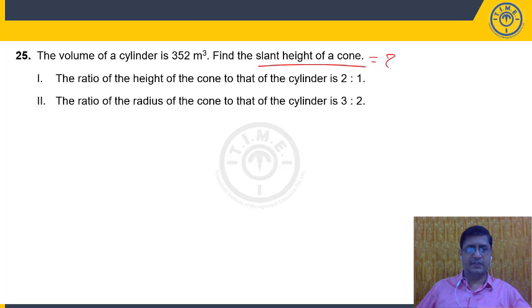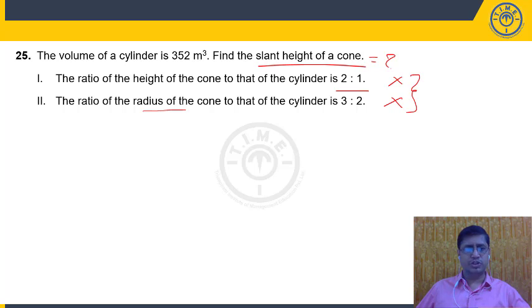The ratio of the heights of the cone to that of the cylinder is 2:1. So the ratio of the heights is given, but the radius is missing here, hence it is not possible. Here the ratio of the radius is given, but the height is missing. So independently these statements are insufficient to answer.